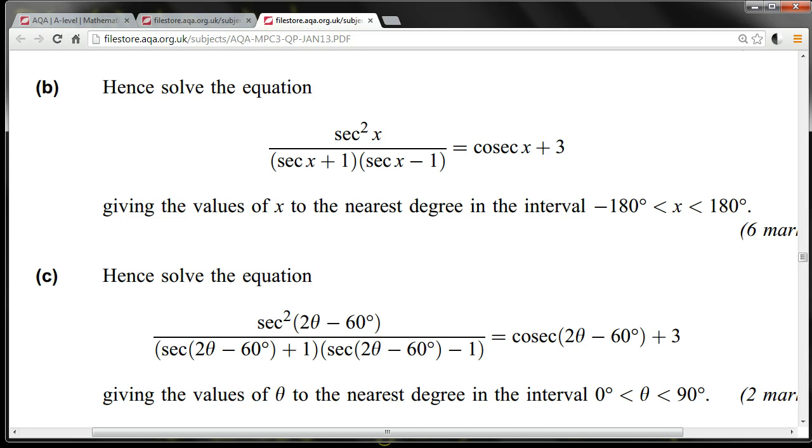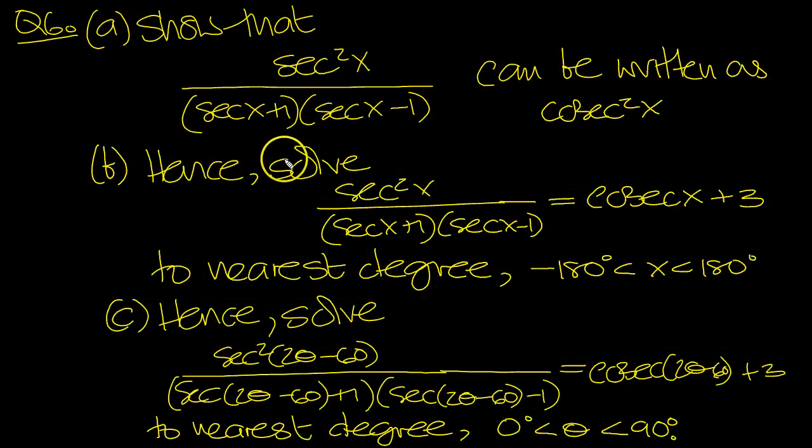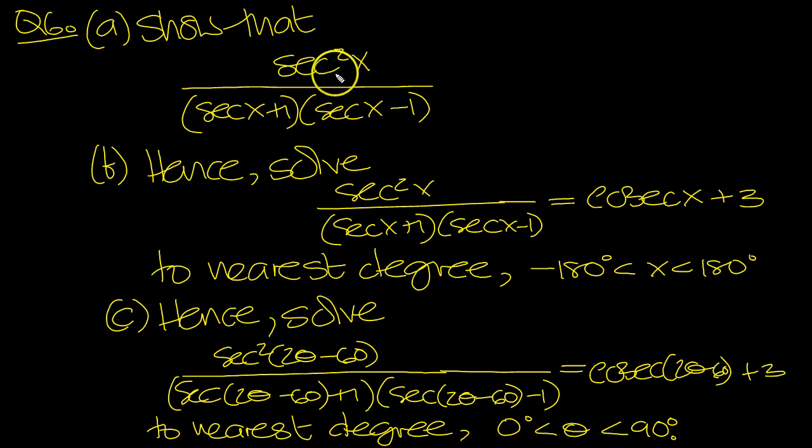Okay, that's the question then. I've got it summarized all here. So we just want to show that this can be written as cosec squared theta, don't we? So I'm going to overwrite the question because they're so long to write. So we want to show that this equals cosec squared, don't we? So I'll start from here then.